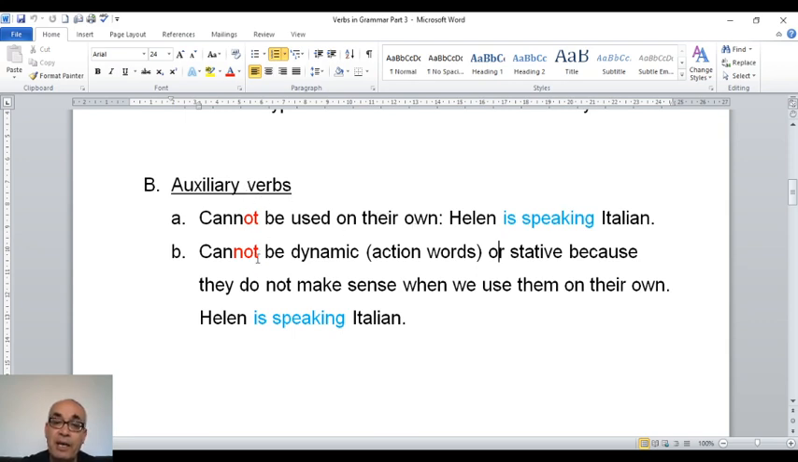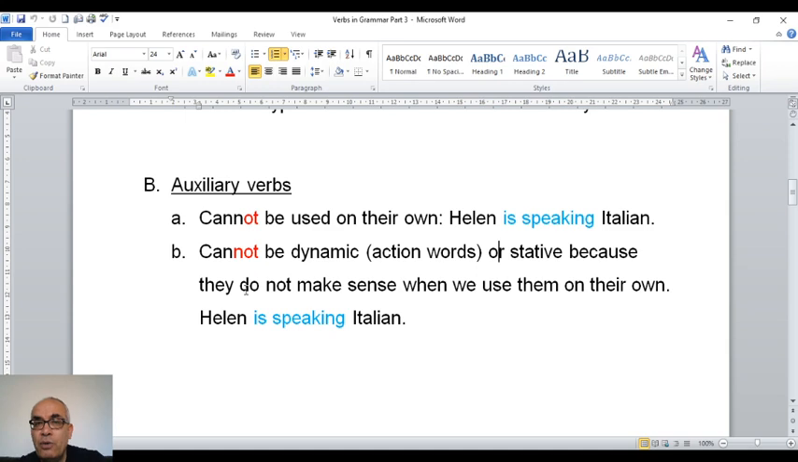Auxiliary verbs cannot be dynamic. If a verb is dynamic, it has action. So auxiliary verbs have no action in them. They are not dynamic, or stative. We cannot even say they are stative. Why is that? Because they don't make sense when we use them on their own.